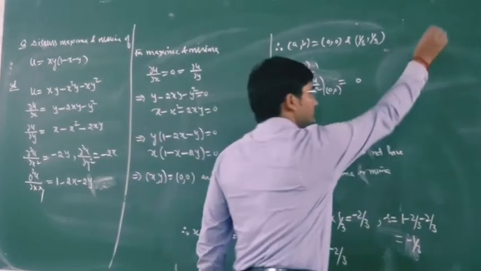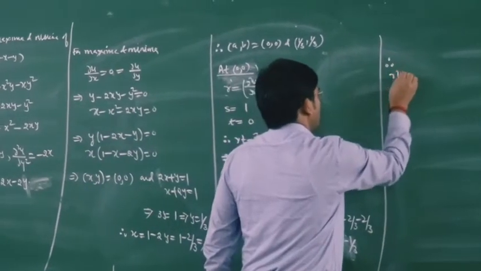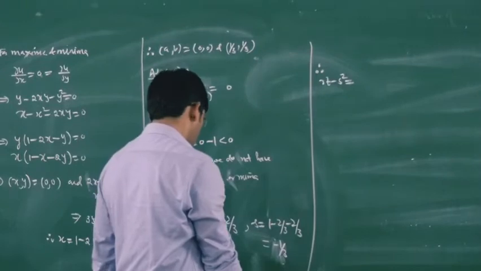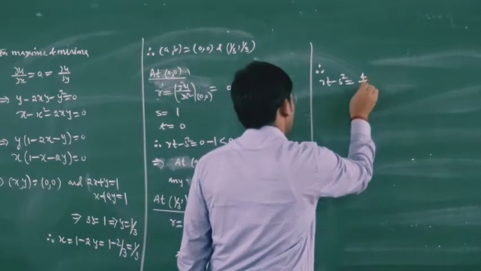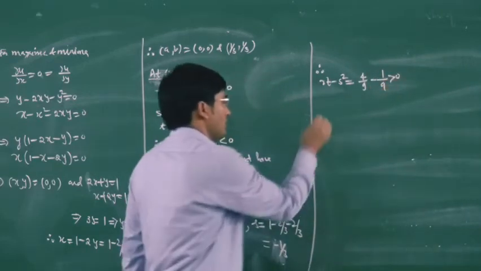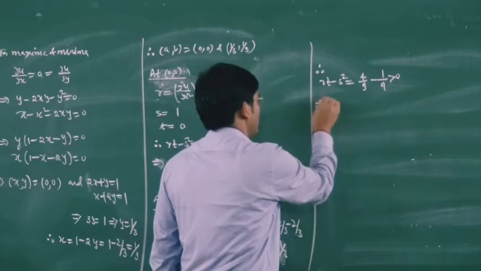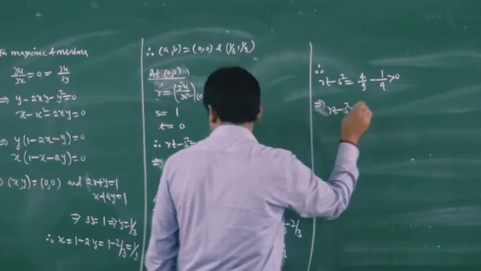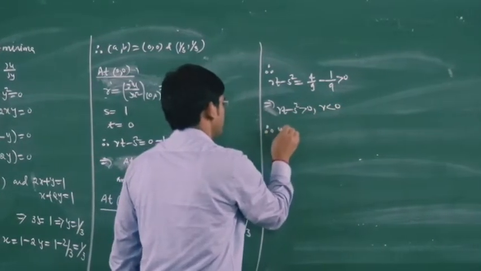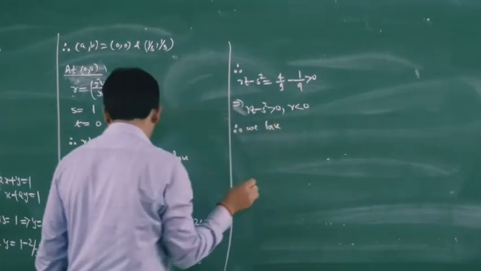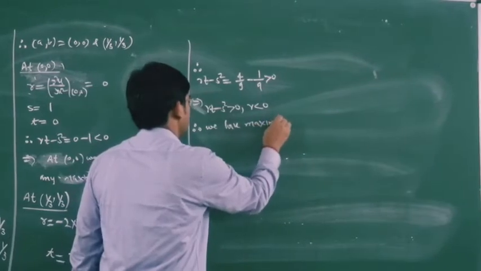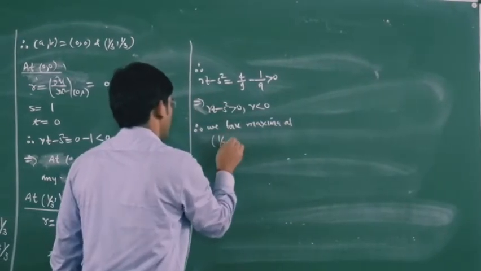So therefore, RT minus S square is equal to, your R is minus 2 by 3, your T is minus 2 by 3, so this will be 4 by 9 minus S square. So this is your 1 by 9, and you can see that it is positive. Therefore, your RT minus S square is positive, but your R is negative. So we have maxima at 1 by 3, 1 by 3.